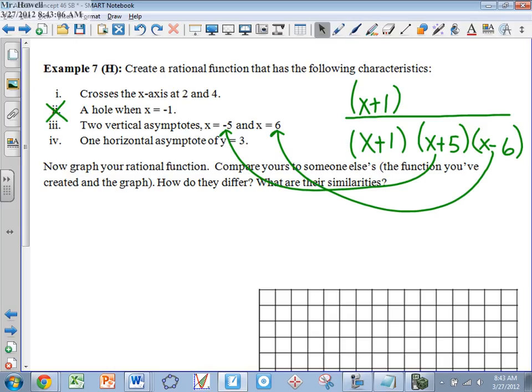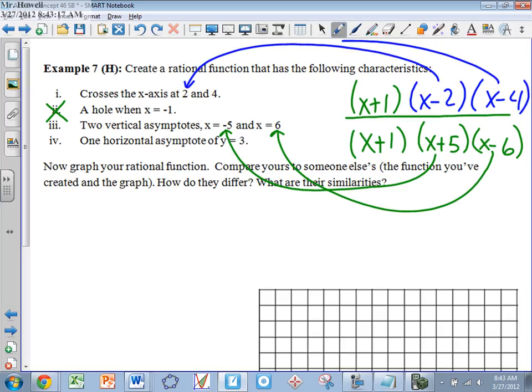Claudia. Awesome job, up top. These would create x-intercepts at 2 and 4. Well, that's what it means when it crosses the x-axis. Something that crosses the x-axis is an x-intercept. Again, these were from the hole. We're drawing lines now, sorry. Okay, we have criteria 1, 2, and 3 down pat.